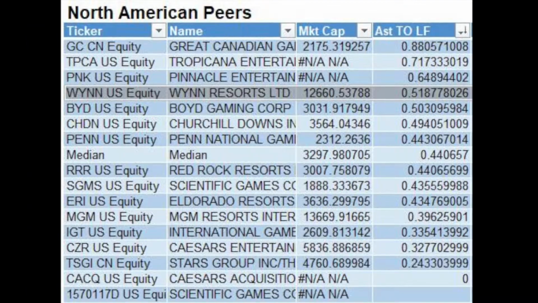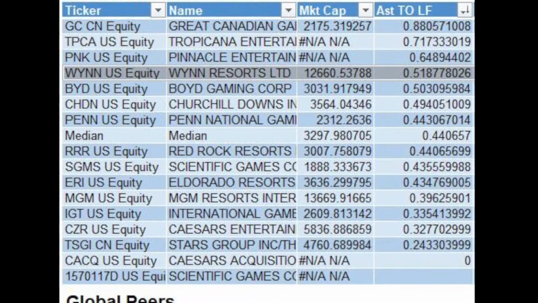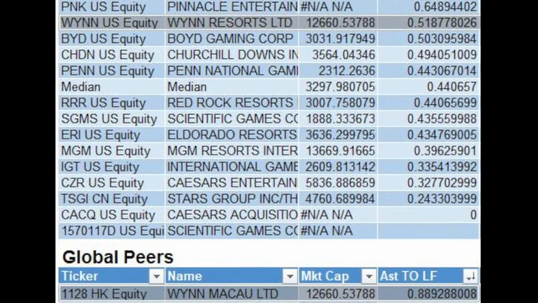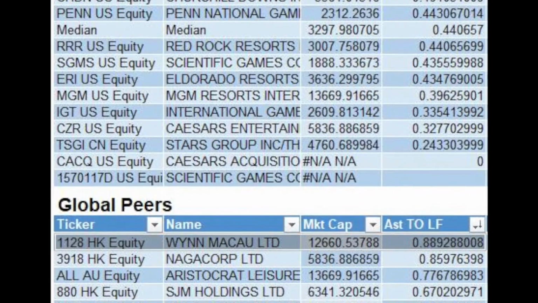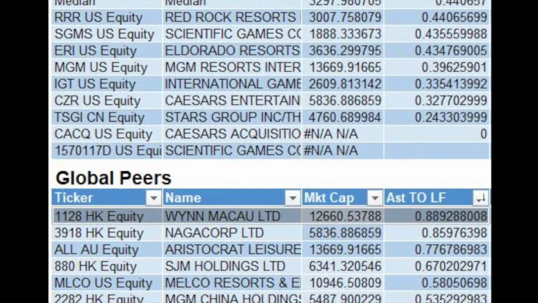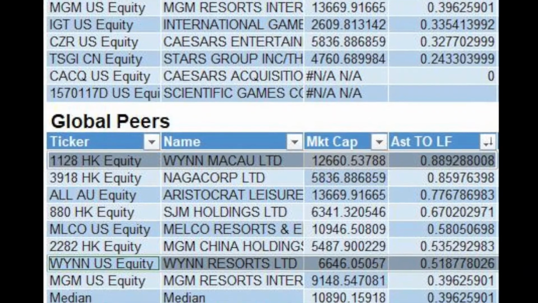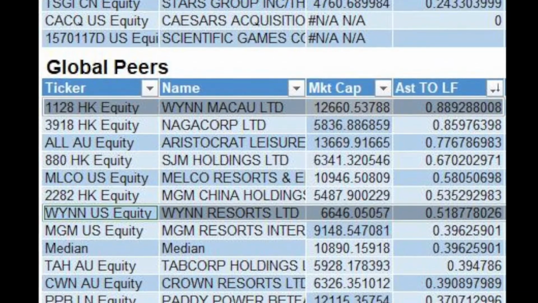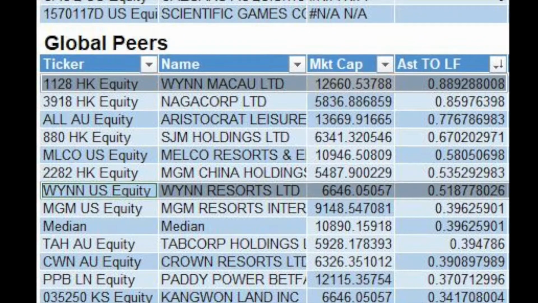The asset turnover ratio is the amount of revenue generated per dollar of assets. This ratio serves as an indicator of the efficiency at which a company is deploying its assets. Comparing Wynn Resorts' asset turnover ratio to their North American peers, it has the third highest, only behind Tropicana and Great Canadian Gaming Corporation. Comparing to global peers, Wynn Macau has the highest asset turnover ratio, while Wynn Resorts places just above the sample median.